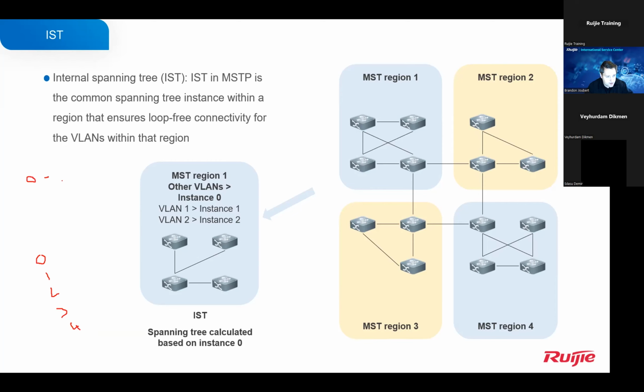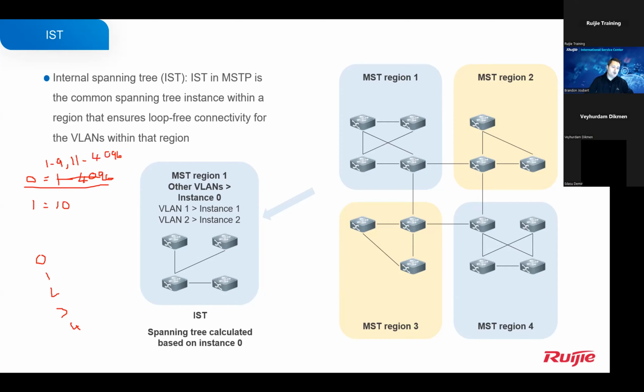Instance 0 equals VLAN 1 to 4096. So instance 0 will always include all the VLANs. And if you create an instance 1, for example, with VLAN 10, all that will happen is VLAN 10 will be removed from here. So your instance 0 will then change from 1 to 9 and 11 to 4096.